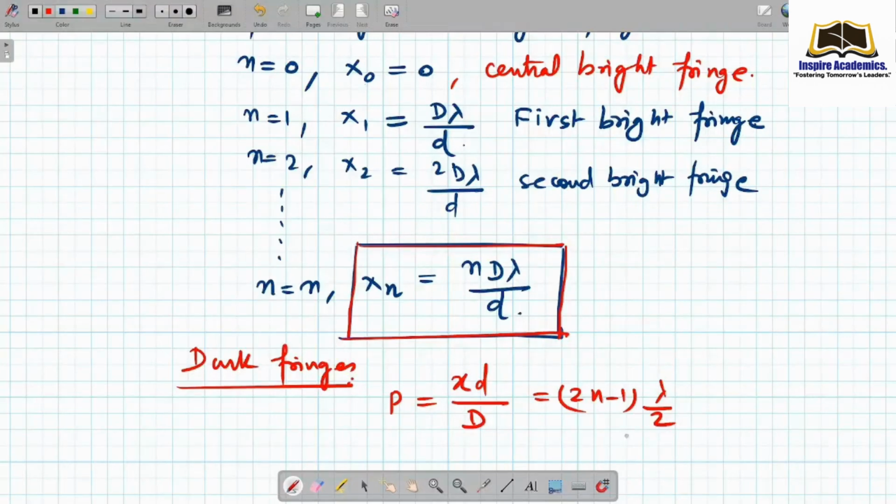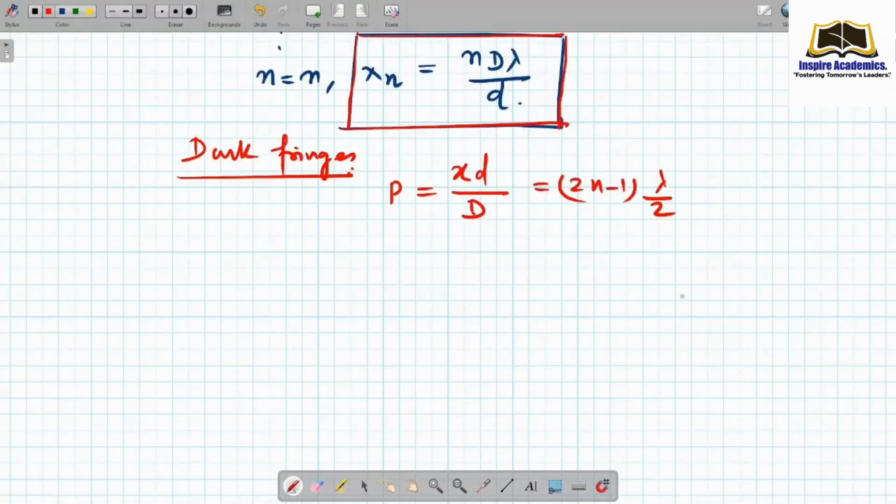So if we see these outcomes, similarly for dark fringes, we take x dash instead of x. All right. So what shall we get? In fact at 0 we already got a bright fringe. So n has to be 1 at least. So we get x dash 1. At the center we already have a bright fringe, so here it will be simply x1.